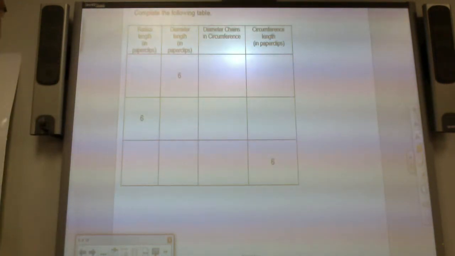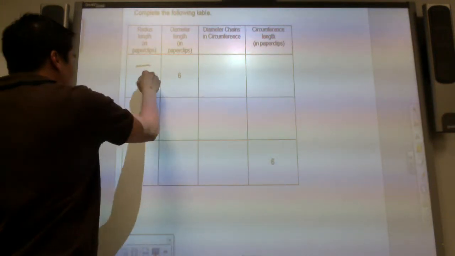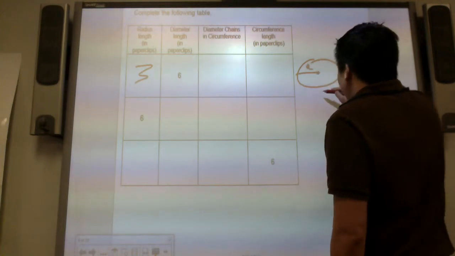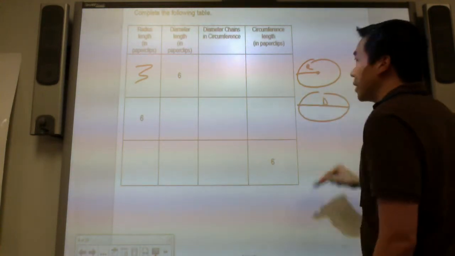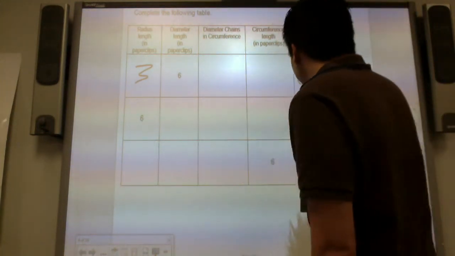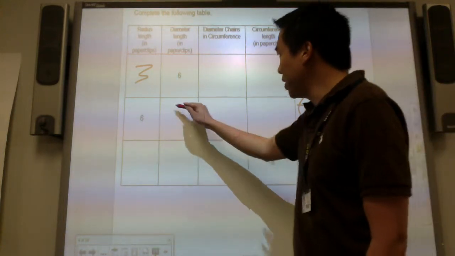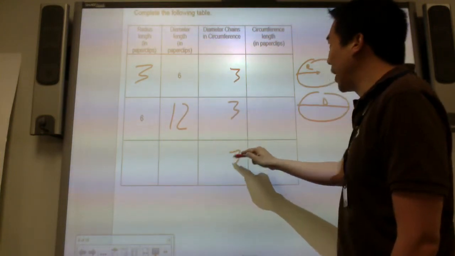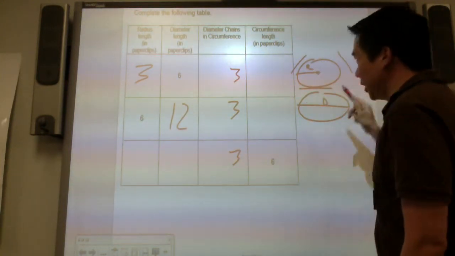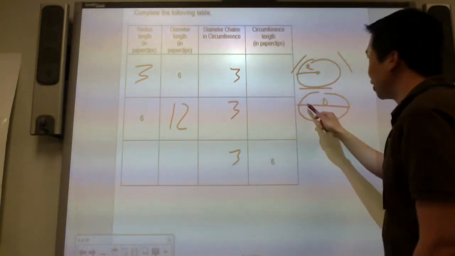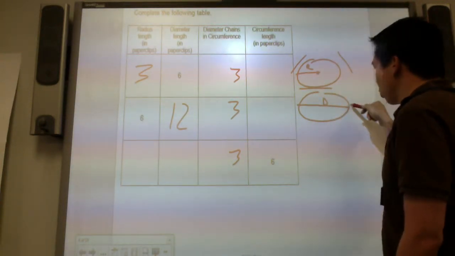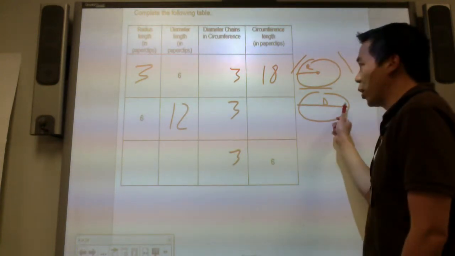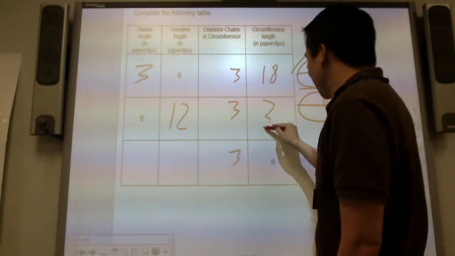So let's do some examples. If the diameter is 6, then the radius is 3. So let's look at it. Again, this is the radius. This is the diameter. If the radius is 6, the diameter will be 12. So how many diameter chains go around? I think 1, 2, 3. So if the diameter is 6, 3 groups of 6 will be 18. If the diameter is 12, 3 groups of it will be 36.